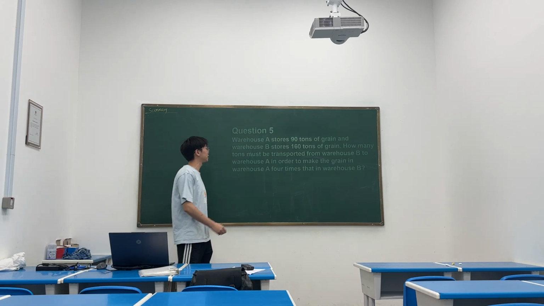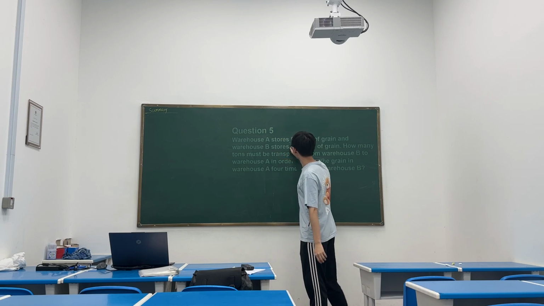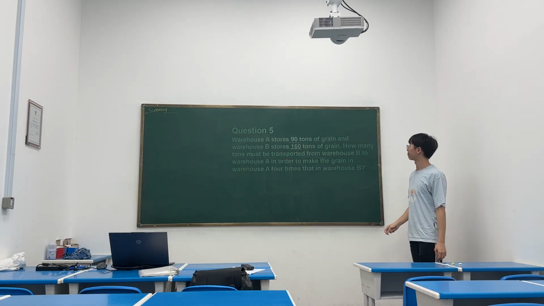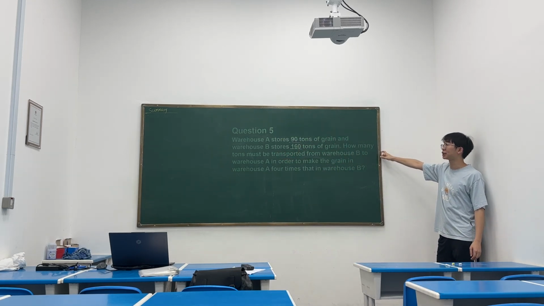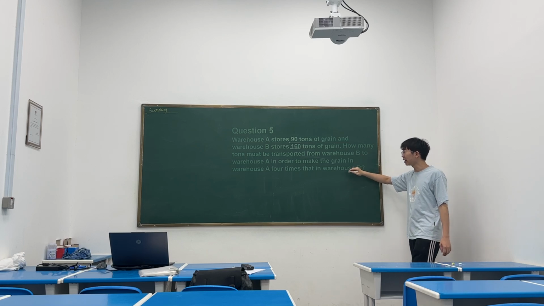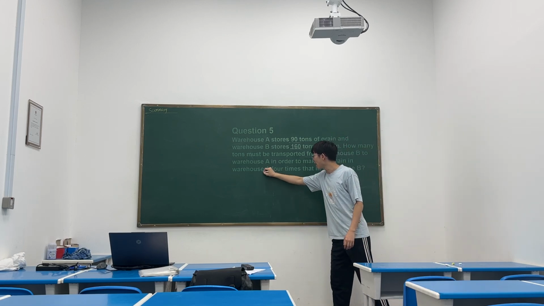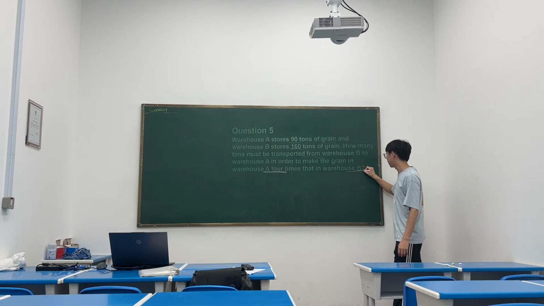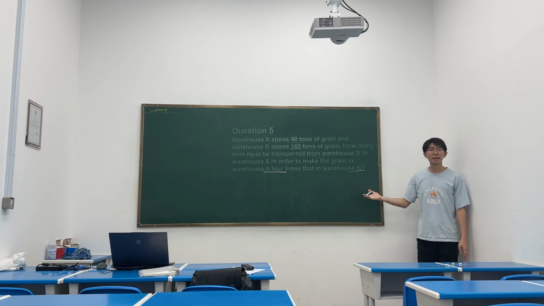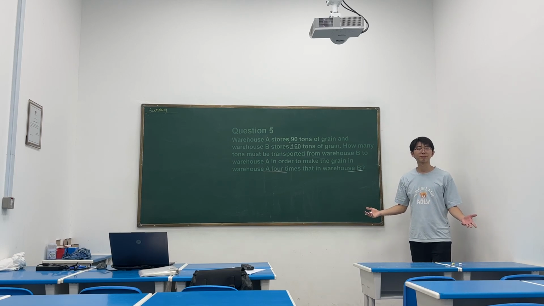Warehouse A stores 9 tons of grain. Warehouse B stores 160 tons of grain. How many tons must be transported from warehouse B to A in order to make the grain in A 4 times that in B? Alright, how should you approach this question?